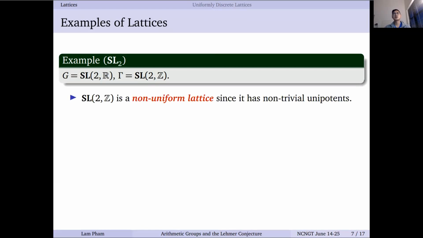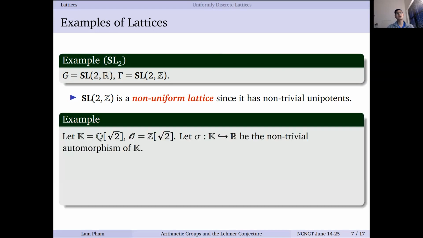Now, SL2Z is a non-uniform lattice because precisely it has non-trivial unipotents, as is easily observed with the 1 x 0 1 matrices. So the compactness criterion tells us it's non-uniform. To see that it is a lattice, there are multiple ways to look at this, but in practice, one way to do it is to look at the quotient of G by SO2, in which case you could identify this with the upper half plane, and then gamma acts on the upper half plane. And then we can show that there is a fundamental domain for this, which has finite volume. Everything can be computed explicitly using the Haar measure and the Iwasawa decomposition.